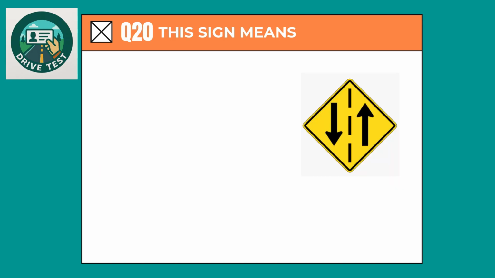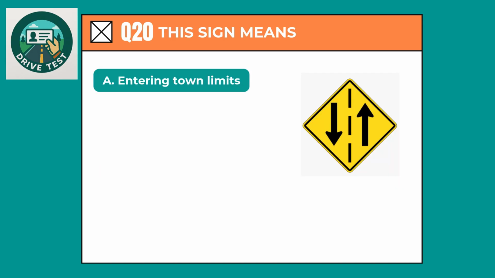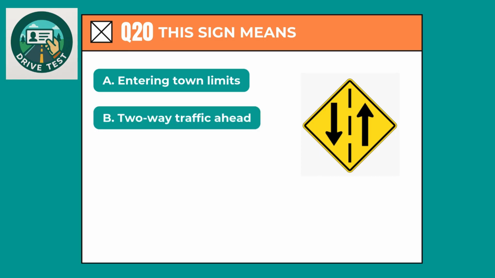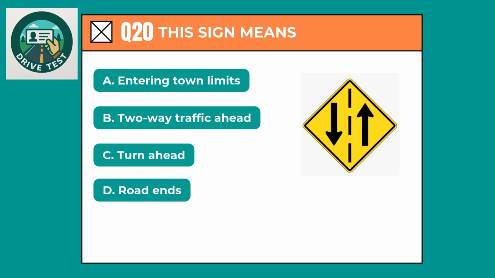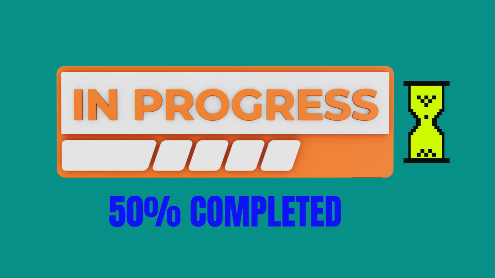Question 20. This sign means: A. Entering town limits. B. Two-way traffic ahead. C. Turn ahead. D. Road ends. The correct answer is B. Two-way traffic ahead. Halfway there, you're doing awesome.